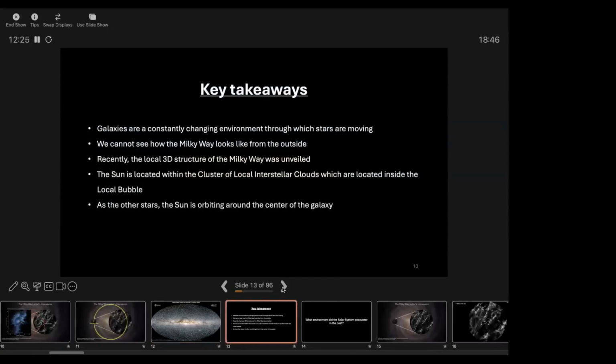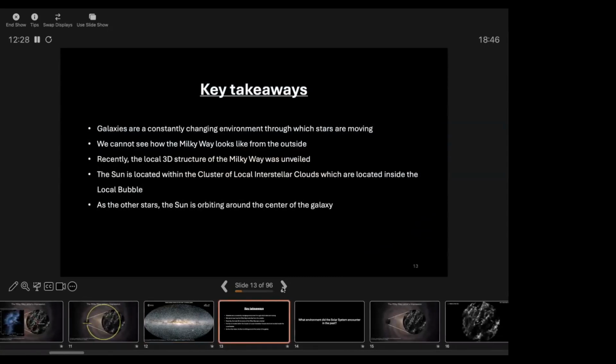From this first part, I would like you to take away that galaxies are a constantly changing environment. We cannot see how the Milky Way is because we are living inside the Milky Way. We were able just recently to unveil the 3D structure of the Milky Way, and the sun is located in the local bubble, and inside the local bubble, in what is called the cluster of local interstellar clouds. And then, as the other stars, the sun is also orbiting around the center of the galaxy.